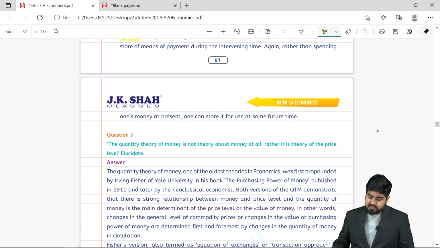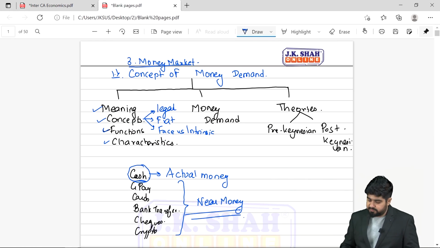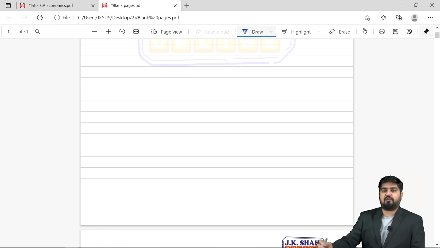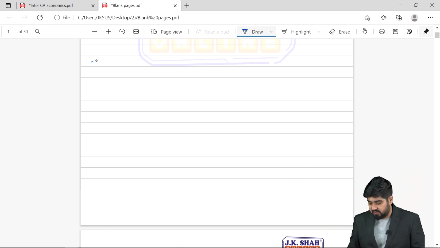Let's go ahead, students, and understand one important aspect, and that is money demand. Now, what do you mean by money demand? Demand for money, or money demand, is nothing but the desire for holding liquid cash.